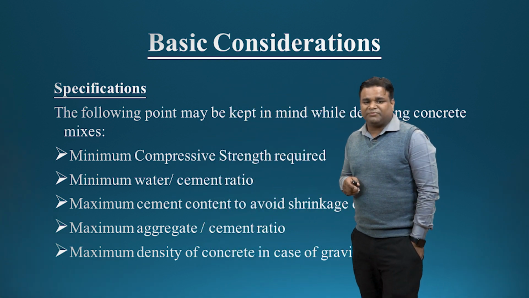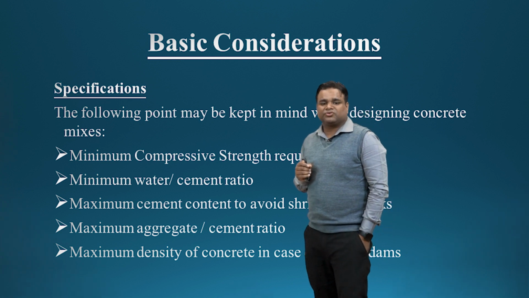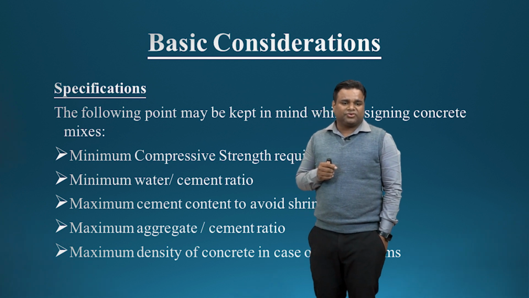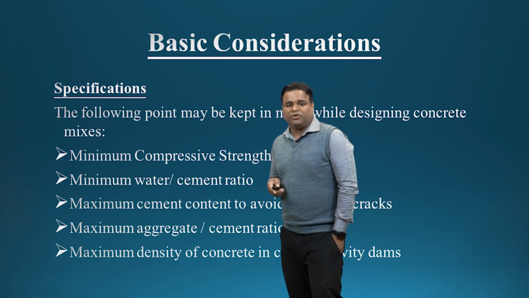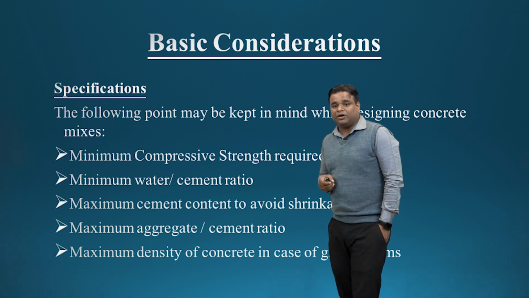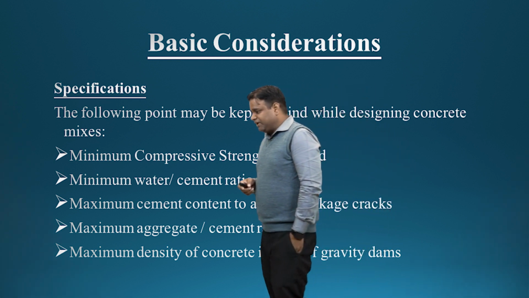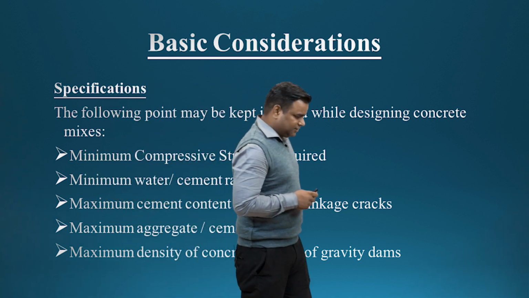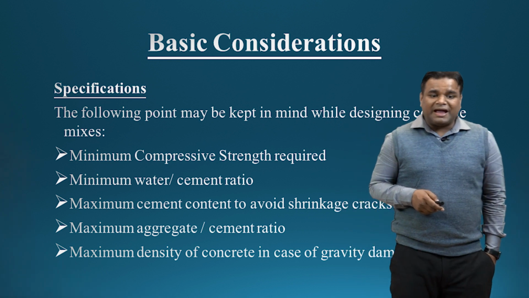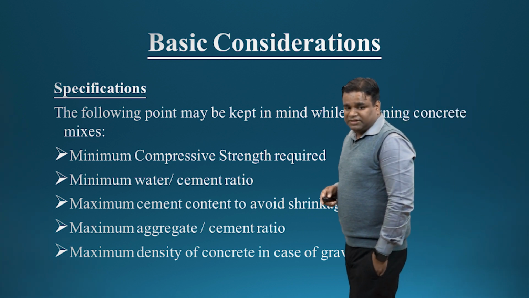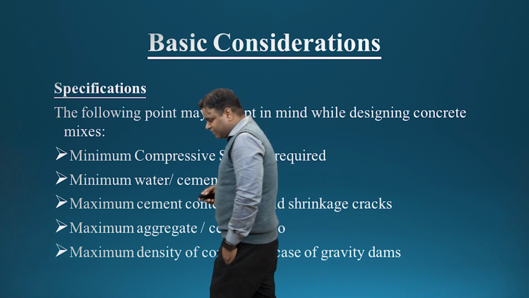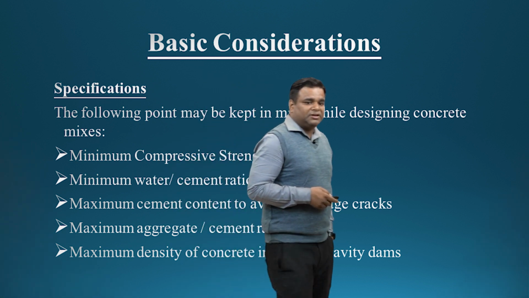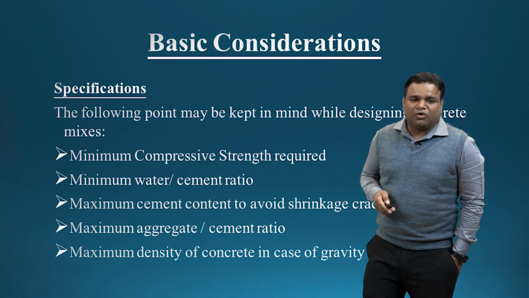The next point is the minimum water cement ratio. The minimum water cement ratio is also very important. We have to see in which condition what water cement ratio is required, and we have to make concrete with that water cement ratio. Then the maximum cement content is also very important. As per IS 456, we have to see the maximum cement content. Then the maximum aggregate cement ratio. Then the maximum density of concrete in the case of gravity dams is very important. So these are some points we have to keep in mind while designing the concrete mix.